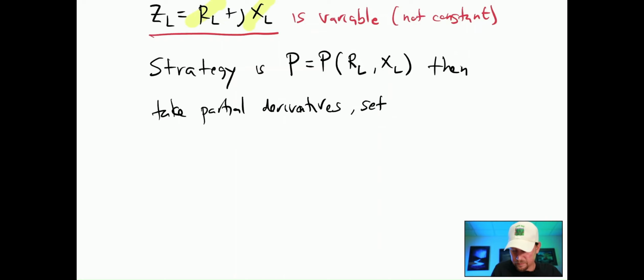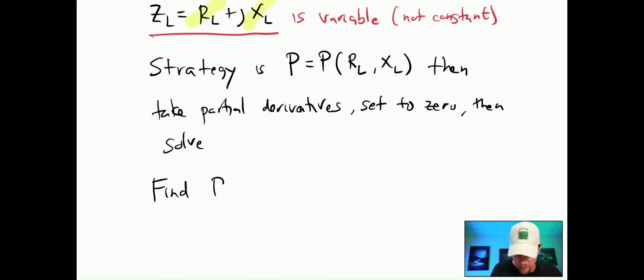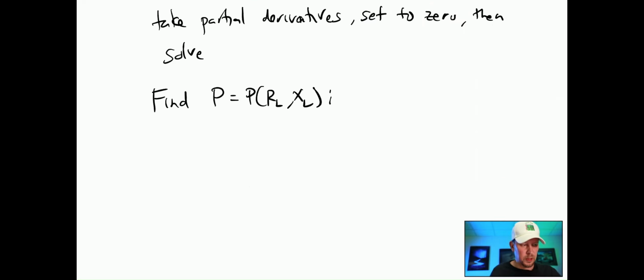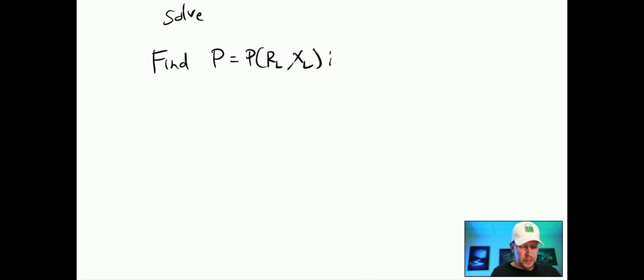Set to 0, then solve. But we still need to find what this power is in terms of these two variables. And the way we're going to do it is the following.